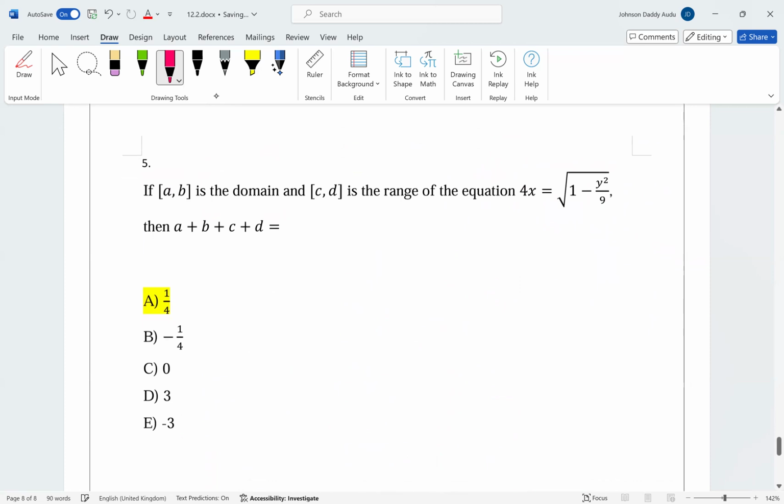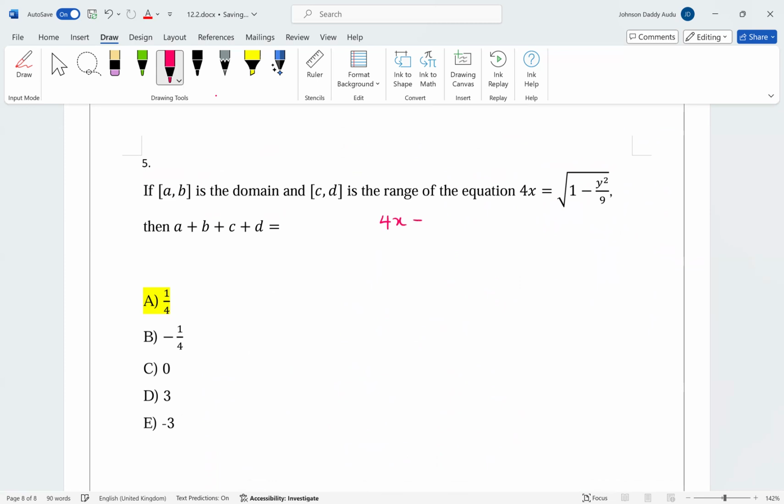Now it says if AB is the domain and CD is the range of this equation, we want to find A plus B. So definitely this looks like half of something. So this is a half ellipse. So you can just square both sides. So we square both sides.